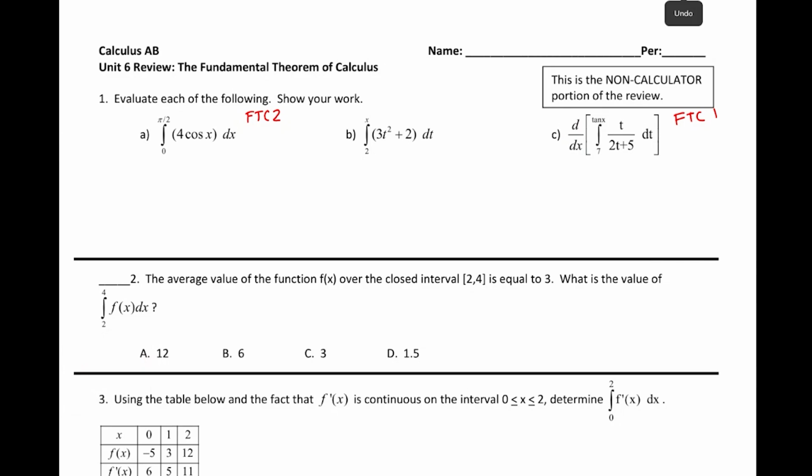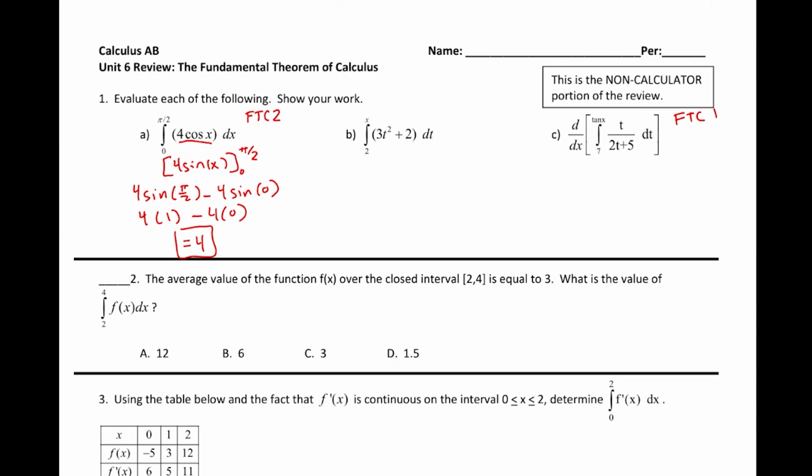To find the value of a definite integral, you need to first find the antiderivative of what's given here, and the antiderivative for cosine x is 4 sine x, and we're going to evaluate that from 0 to pi over 2, meaning we're going to substitute in pi over 2 and 0 into x and then subtract those two values. So 4 times sine of pi over 2 minus 4 times sine of 0. Now sine of pi over 2 is 1, sine of 0 is 0. So this is going to be 4 times 1 minus 4 times 0. So 4 minus 0 equals 4.